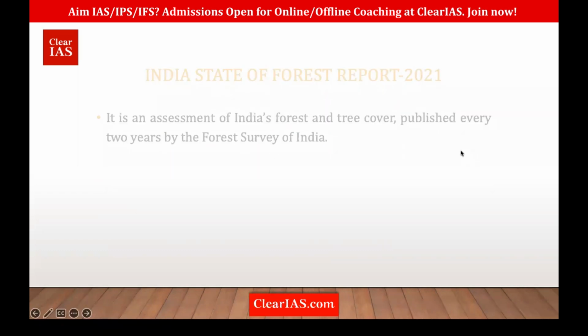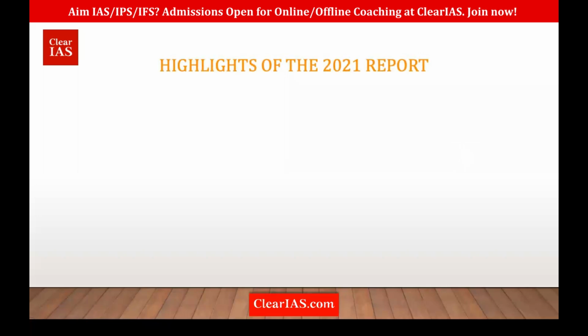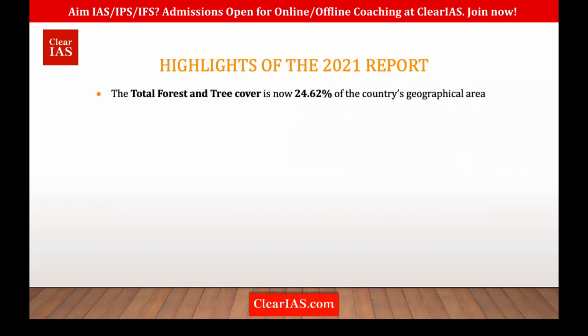We'll see what the latest highlights of this report are, what the latest trends are. It measures how much forest cover there is, what the improvement in forest cover is, which states have the highest and lowest forest cover, etc. According to this, the total forest and tree cover has increased to 24.62%. So there has been an increase. Remember, according to National Forest Policy, the aim is to achieve at least 33% forest cover.